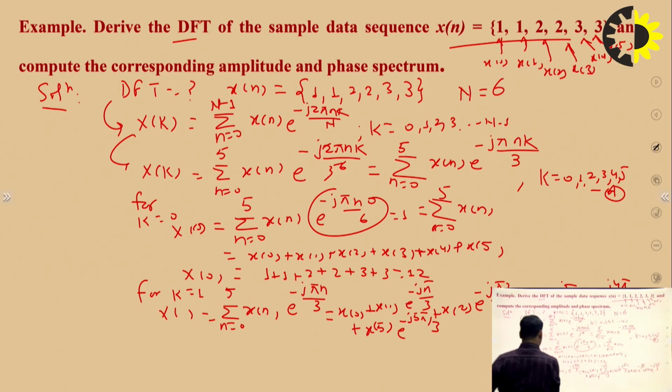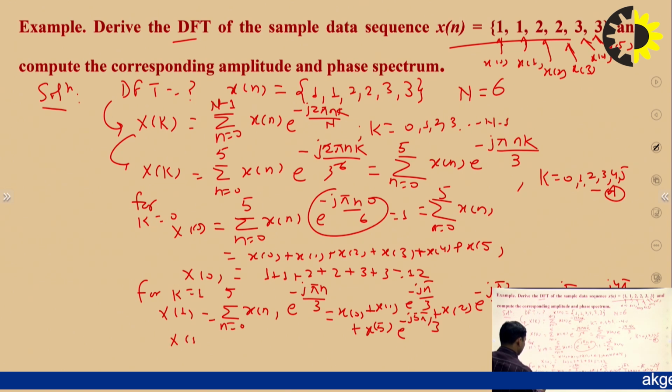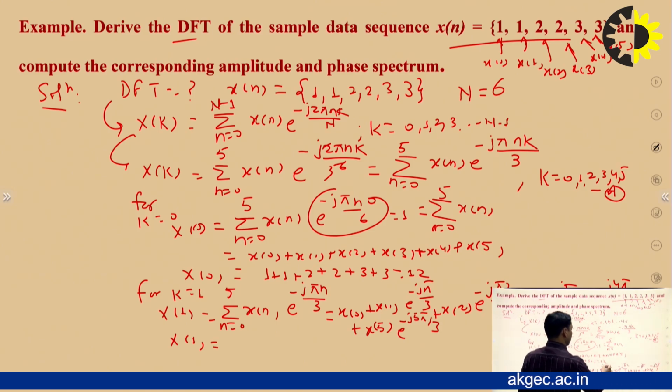This is for k equals 1, so that will become X of 1. So we will put all the values of x0, x1, x2, x3, x4, x5 in this equation. After putting the values, we will put all the values of these factors, e raised to power minus j pi by 3, e raised to power minus j 2 pi by 3, all these values we will evaluate.